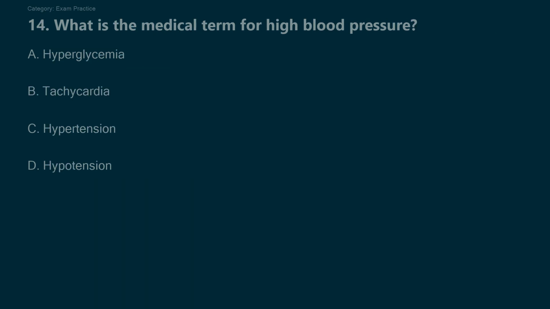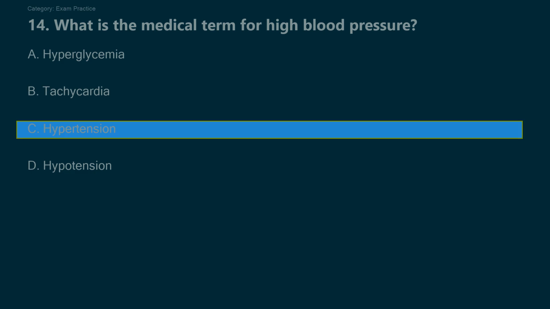Question 14. What is the medical term for high blood pressure? Option A, hyperglycemia. Option B, tachycardia. Option C, hypertension. Option D, hypotension. The correct answer is option C, hypertension.